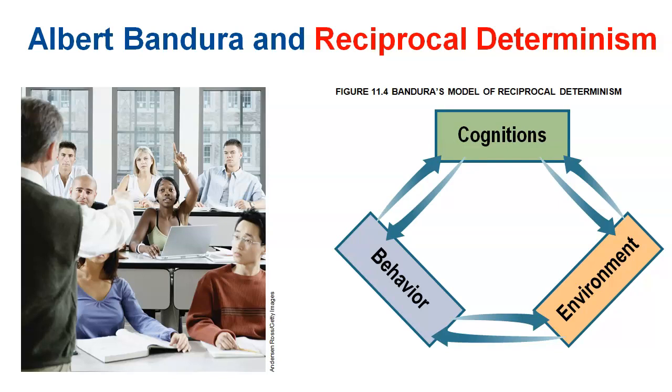So now we're going to talk about the idea of reciprocal determinism, which was created by Albert Bandura. This is the whole idea that when we look at cognitions, environment, and behavior, they all have a mutual role in the development of our personality. So it's the whole idea that these three things all play a role in what determines our personality.